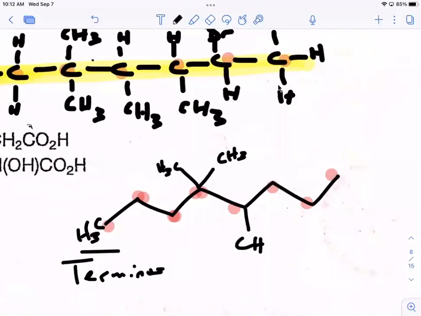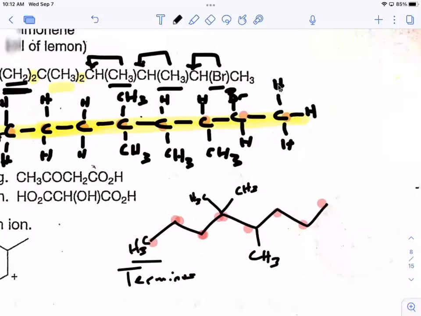We're actually going to name this too, since we're here. You got a methyl group here. And you have a bromine here. Is that right?